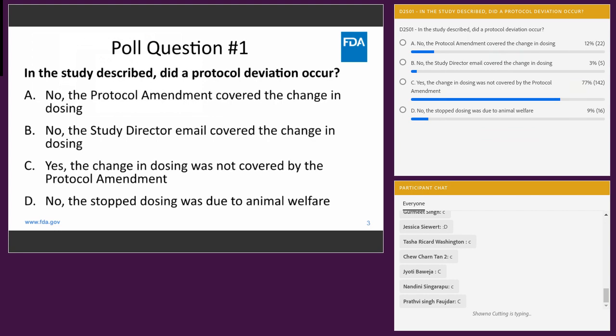So remember, it's the protocol that's in place at the time of that activity, and that's the key there with this particular situation, because at the time that they were not dosed, that protocol still indicated that they should have been. Now, obviously, for toxicity and animal welfare reasons, no one would disagree that they shouldn't have been dosed, but that doesn't have an impact on whether or not a deviation from the protocol in place occurred. So now let's go to the next slide, and we'll see the rest of the story.